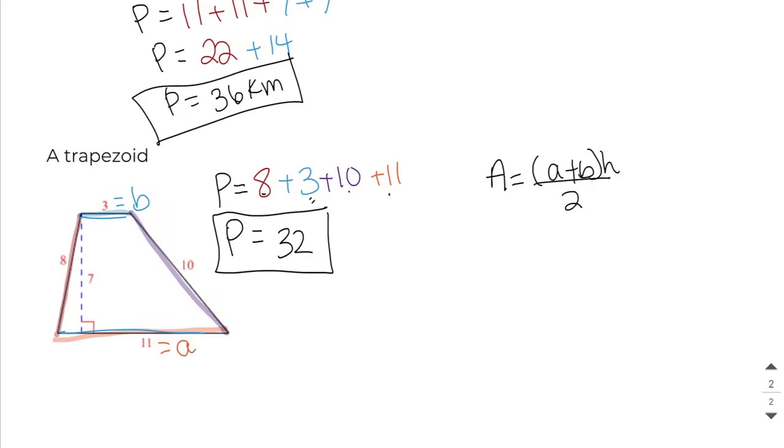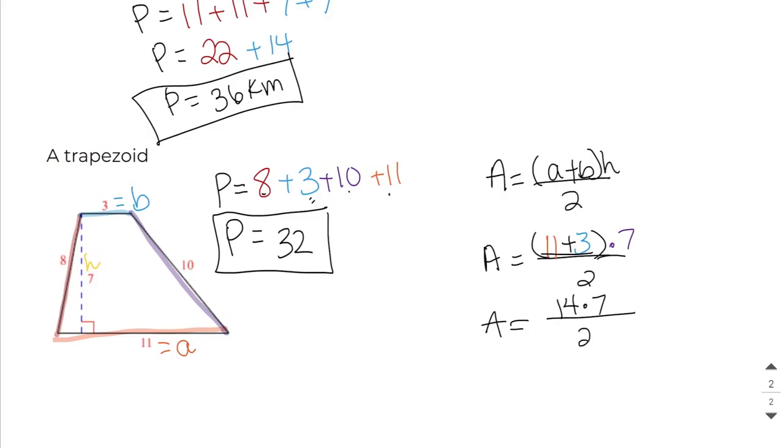Now the area of our trapezoid is a little bit trickier. So our formula for area is A plus B times the H divided by 2. So A and B right here are your bases. So here, our A could be either 11 or 3, so we'll say A is 11 and that B is 3. These are interchangeable because these are your two bases, and we know they are bases because they are parallel to each other. They'll never touch each other.